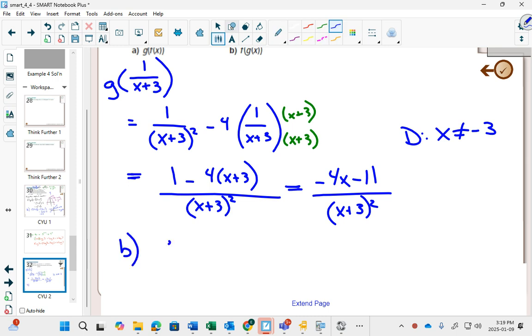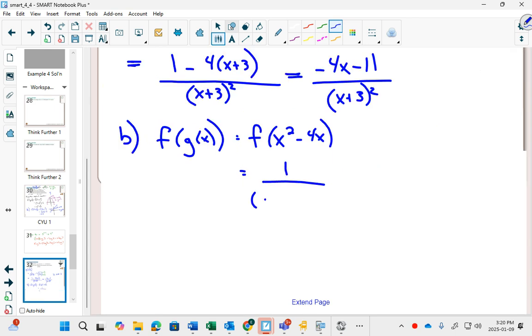And B, f of g of x. Well, g of x was the x squared minus 4x. And if that got plugged into f of x, it says you do 1 over, plug it in. Is it minus 3 or plus 3? Plus 3. And we have to find the domain of this.